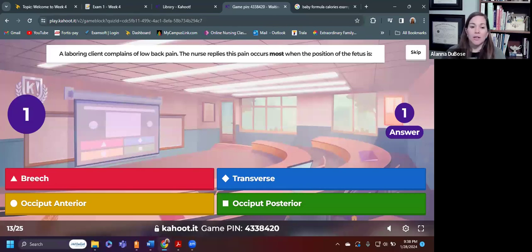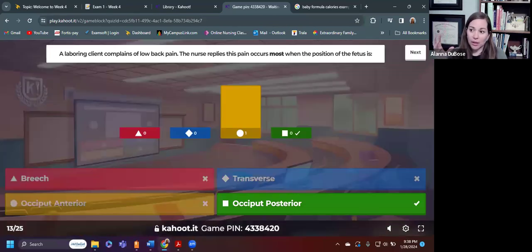Occiput posterior is not the optimal position for the baby to exit through the birth canal. And that is a very common reason for having back labor, is the baby's occiput posterior. So what we would call sunny side up. It's like coming out face up instead of face down. And it's just hard to make those turns through the pelvis and puts a lot of pressure on her. Okay.